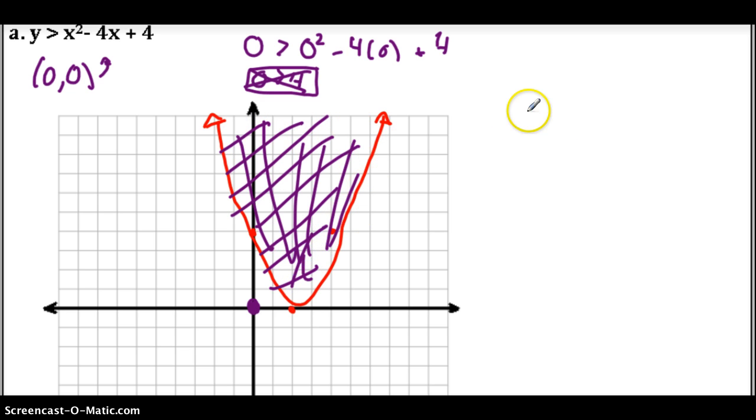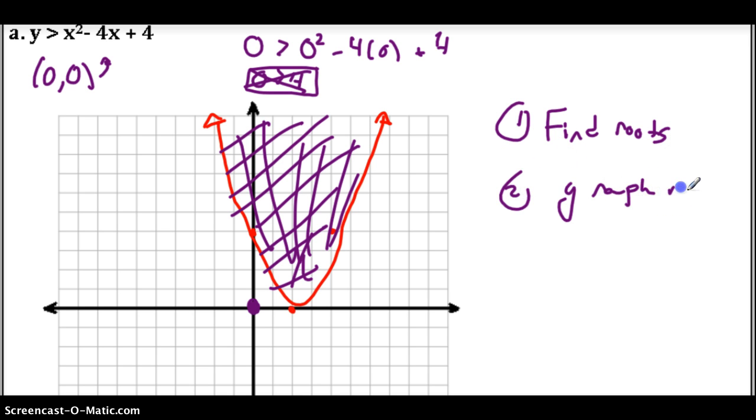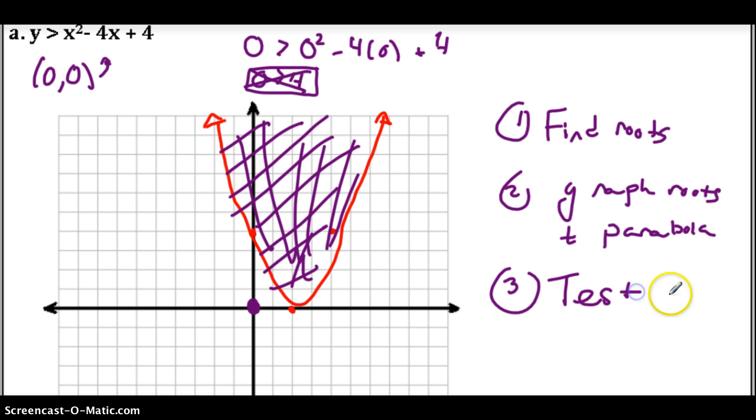So just to go through the steps one more time. First, find the roots. Second, you graph them. Graph roots and parabola, just a rough sketch. It doesn't have to be exact. Just make sure your root is in the right place. And third, test a number, just like on the one above. Test the number on the outside and see if it's true. If it is true, you shade on the outside. If it's false, you shade on the inside.